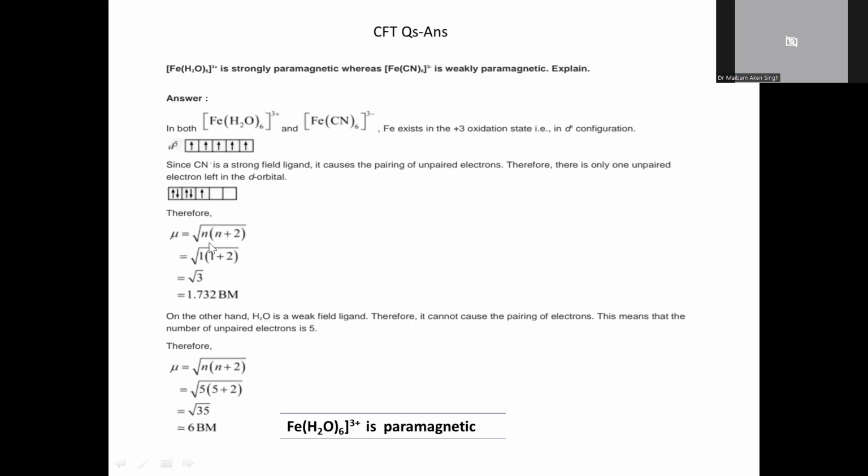Is about 1.7 Bohr magneton, the magnetic moment value. So here, on the other hand, it is a weak field, therefore it cannot cause pairing.